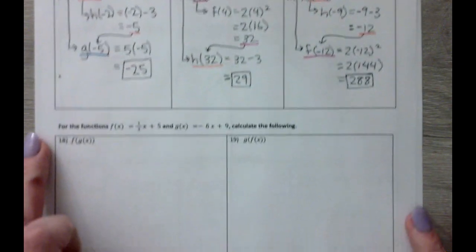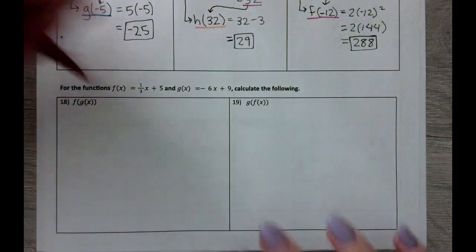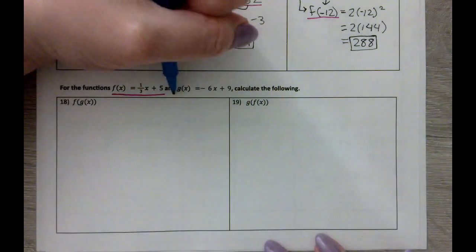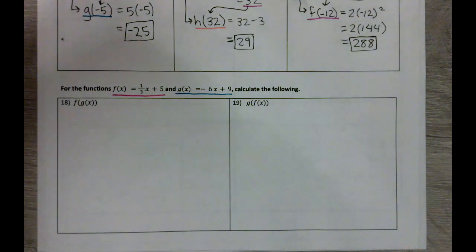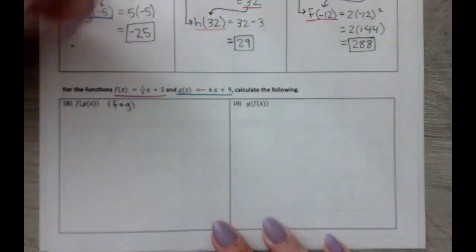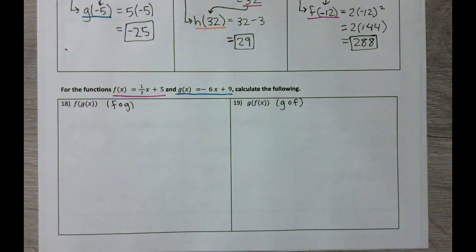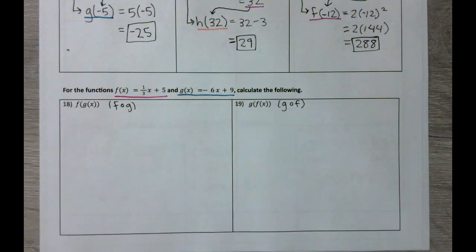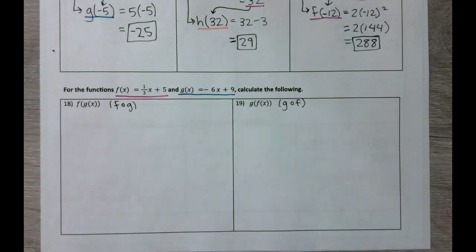One more section. For the functions, f of x equals 1/3 x plus 5 and g of x equals negative 6x plus 9, calculate the following. F of g of x, g of f of x. These are the Fogg and Goff functions that we talked about at the beginning of 5.2. So this is the format I prefer to have them written in, the way they were given, because I think visually it makes more sense what we're about to do. But just to jog your memory, this is Fogg, this is Goff.